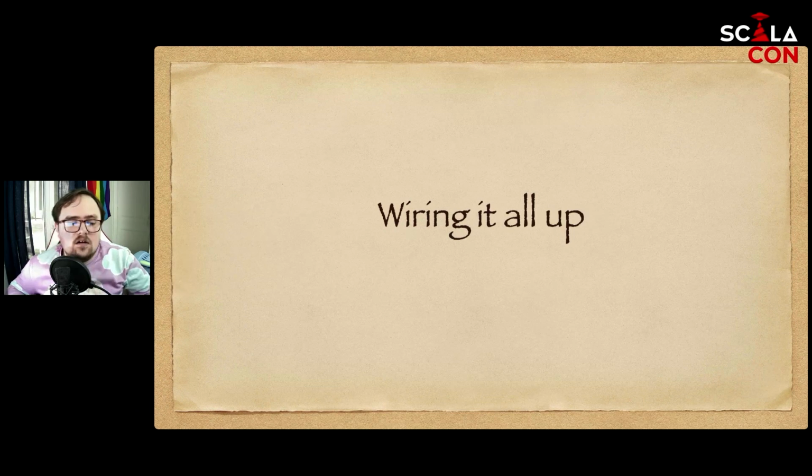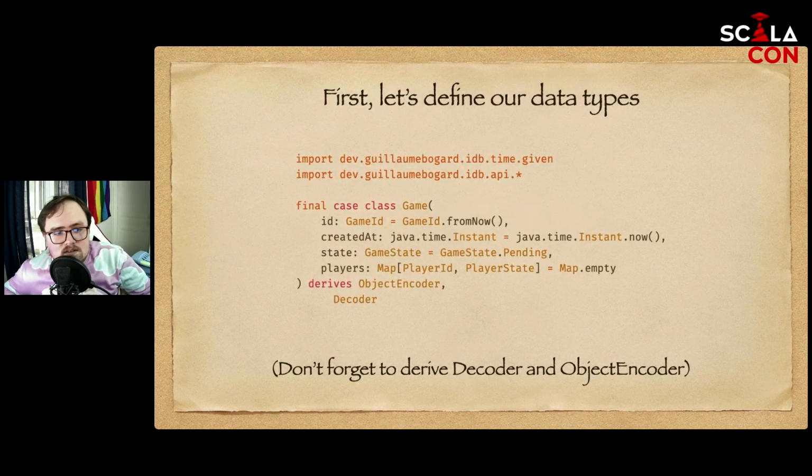All right, let's wrap this up. So to implement the games page, what we need to do is define a few data types, our domain types. So in that case, what exactly is a game? Well, it's an ID, a date, a list of players, and a state, which is a sum type.